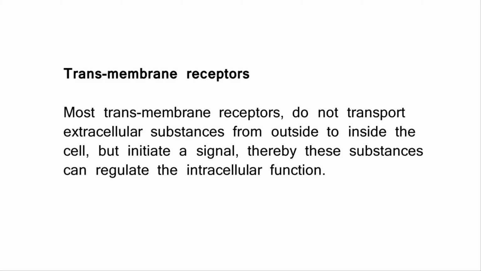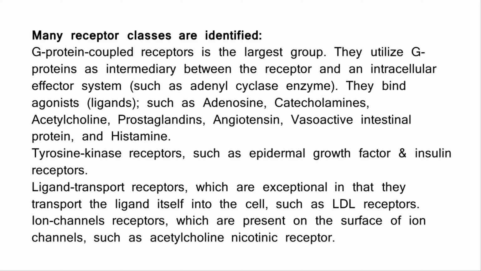Transmembrane receptors. Most transmembrane receptors do not transport extracellular substances from outside to inside the cell, but initiate a signal. Thereby these substances can regulate the intracellular function. Many receptor classes are identified. G protein-coupled receptors is the largest group. They utilize G proteins as intermediary between the receptor and an intracellular effector system, such as adenyl cyclase enzyme. They bind agonists, ligands, such as adenosine, catecholamines, acetylcholine, prostaglandins, angiotensin, vasoactive intestinal protein, and histamine.